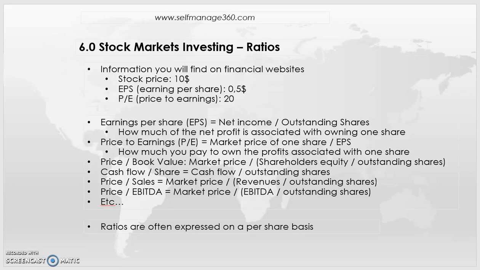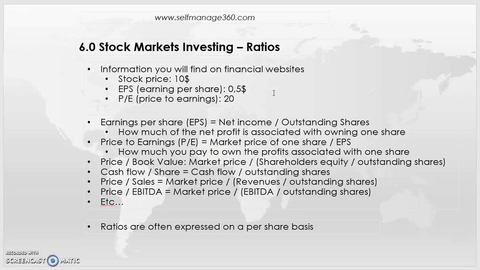If a company has an earnings per share of 50 cents, as we can see here, let's say it's generating a profit of $1 million. It has 2 million shares outstanding, so the EPS is 1 million divided by 2 million, so you end up with 0.5, 50 cents per share of profit. And the current stock price, that is, the shares are currently trading at $10 per share. So you divide 10 by 0.5, you end up with 20. The 20 is how much you pay to own the profits associated with one share. So you pay $20 for each dollar of profit that company is generating. Those two are the most important ratios.